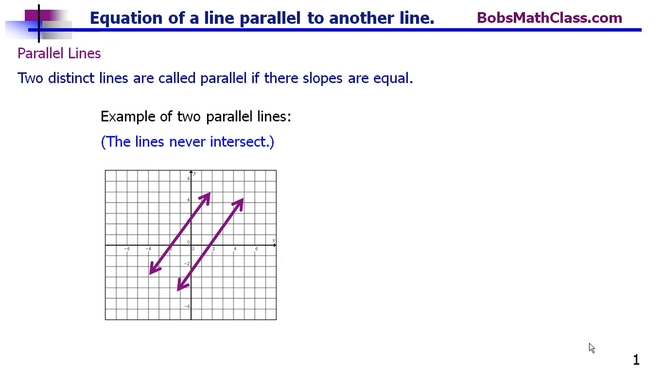Okay, this is the fourth video on equations of lines. We're going to talk about lines that are parallel to another line in this video. Parallel lines. Two distinct lines are called parallel if their slopes are equal. So here's an example of two parallel lines. They never intersect. They go on forever in both directions here, but they will not intersect. And those are parallel lines.